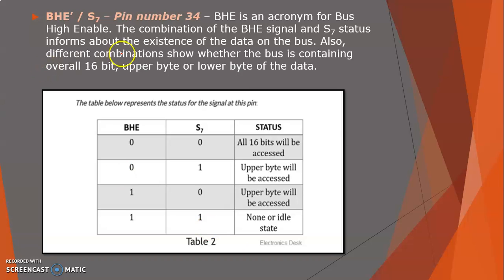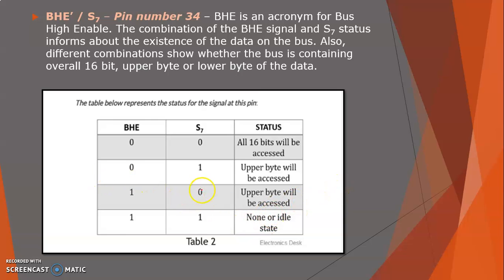बस हाई अनेबल में क्या होगा? The combination of a bus high enable signal and S7 status informs about the existence of the data on the bus. Also, different combinations show whether the bus is containing overall 16 bit upper byte data और lower byte data. ओके, अब यहाँ पे कैसा है, अगर बस अनेबल रहेगा, अगर 0 0 रहेगा तो सारे के सारे 16 बिट एक्सेस रहेंगे, मतलब 0 to 16 के जितने भी पिन रहेंगे वो अनेबल रहेंगे. अगर 0 to 1 रहेगा तो अपर बाइट मतलब क्या, 8 से लेके 15 तक के will be accessed. अगर 1 0 रहेगा तो अपर बाइट will be accessed और 1 1 रहेगा तो नन और आइडियल स्टेट.